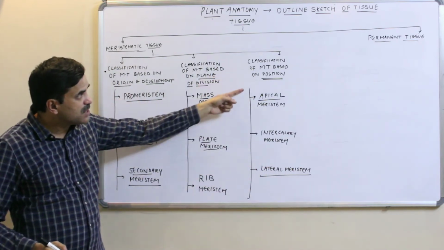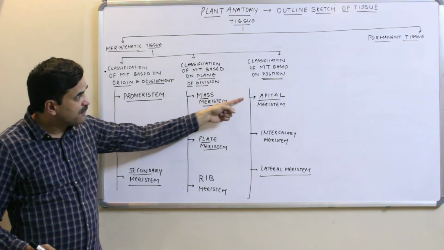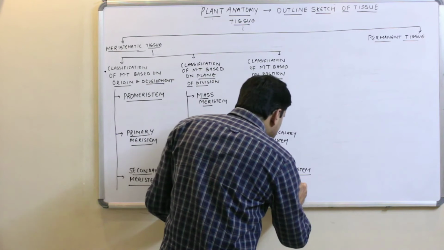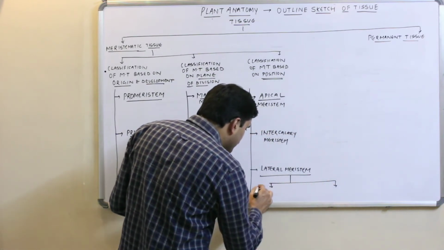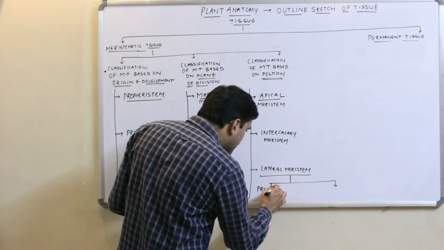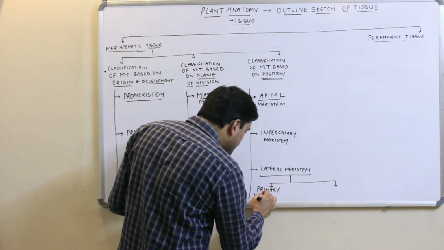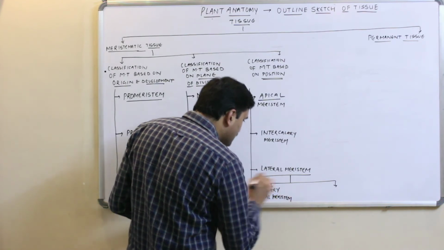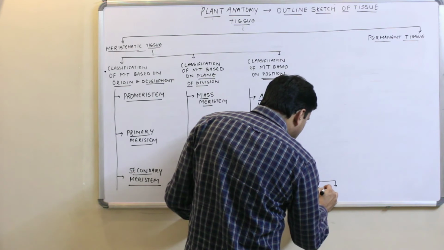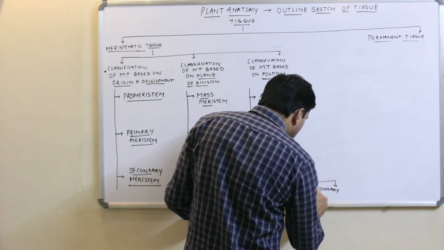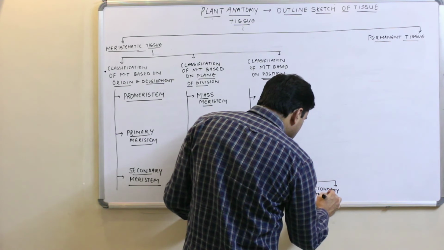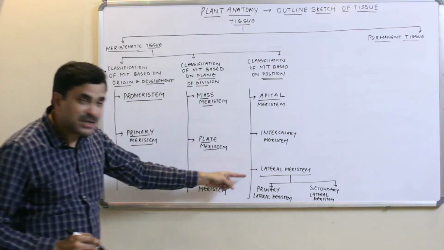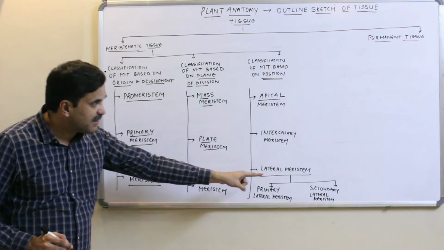Again, classification of meristematic tissue based on position. It is of three types: apical meristem, intercalary meristem and lateral meristem. And this lateral meristem is again of two types. One is known as the primary lateral meristem, and the second one is secondary lateral meristem. Are you getting? Lateral meristem is again of two types: primary lateral meristem and secondary lateral meristem.